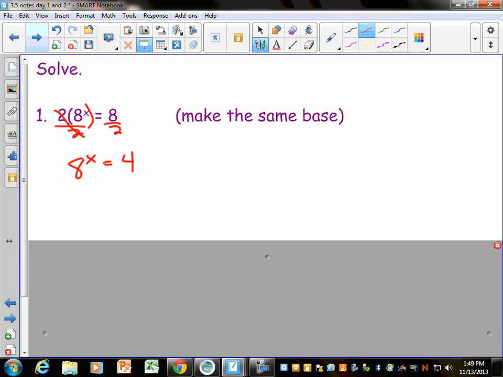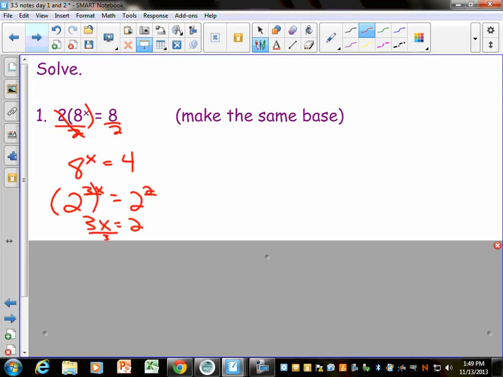What number could I use? 2, because 8 is 2 to the what? 2 to the third, and then I'd still have that x there. You can put parentheses there if you want. And 4 is 2 to the second, and that goes to that property that we just wrote down. If these are the same base, you can just set these equal to each other and solve it. So you can say that 3x equals 2, and then you're just solving for x.